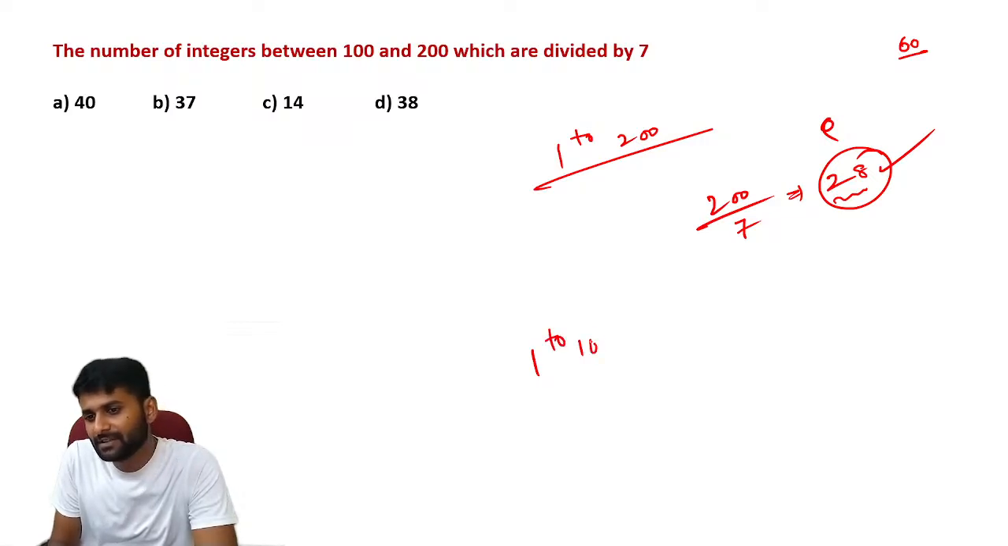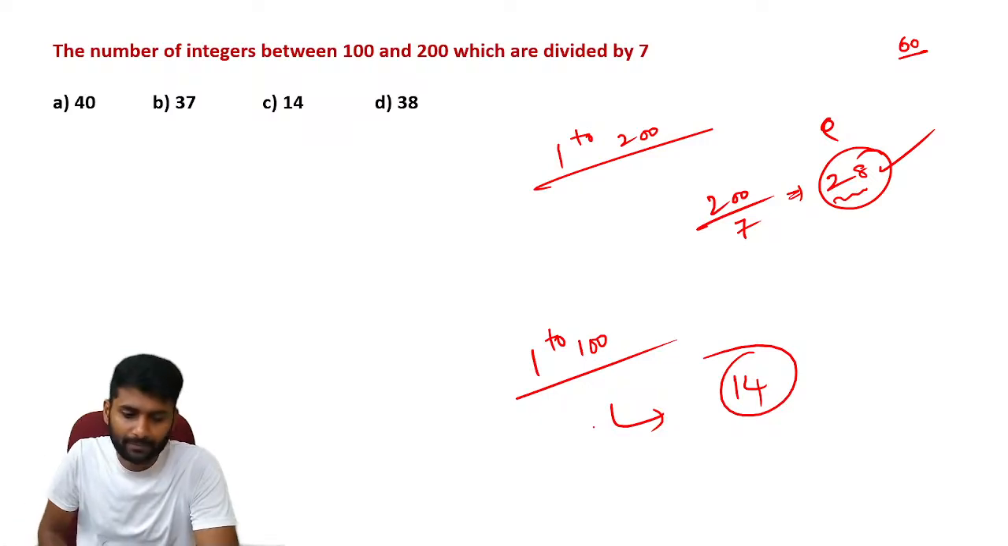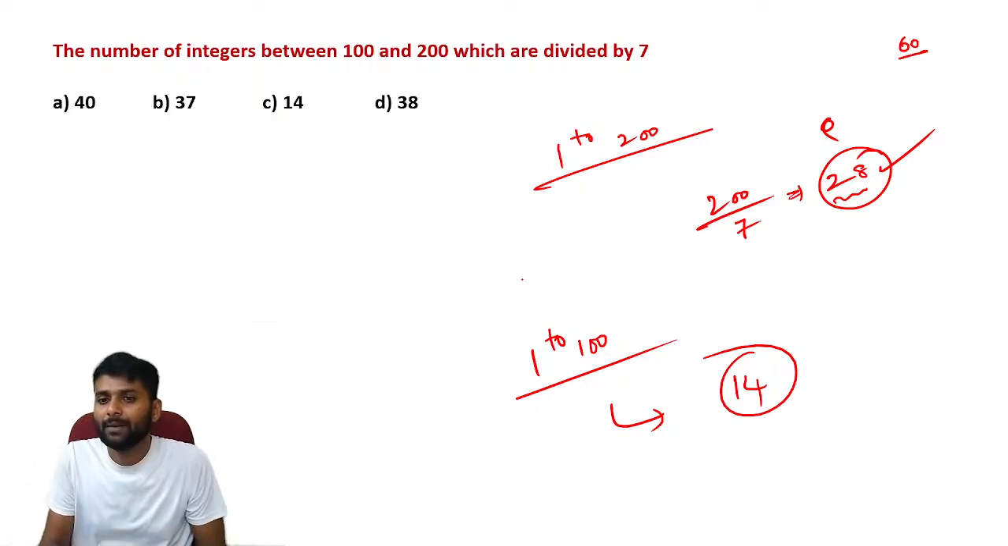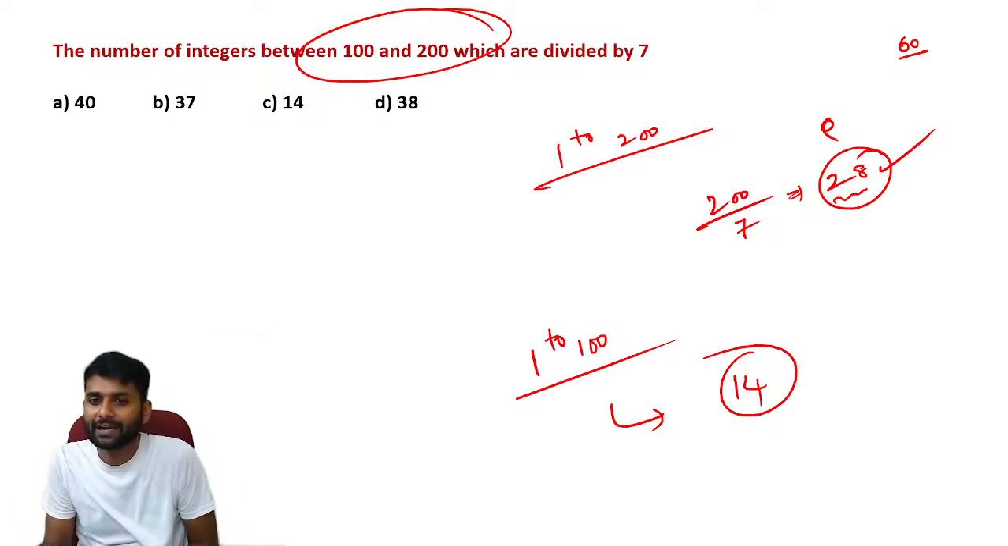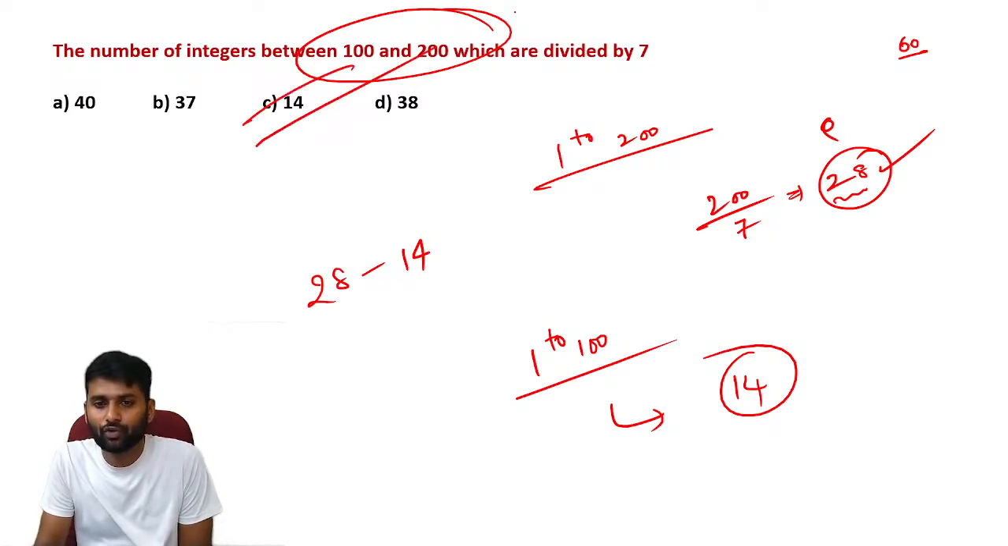In the same way, identify how many 7 multiples are there from 1 to 100. We can conclude 14. In these 14 numbers, 100 is not included. See, we are not including 200 in the 7 multiples, and not including 100 in the 7 multiples. But here the question asks for the number of 7 multiples in the range of 100 to 200. Answer: 28 minus 14 is equal to 14.